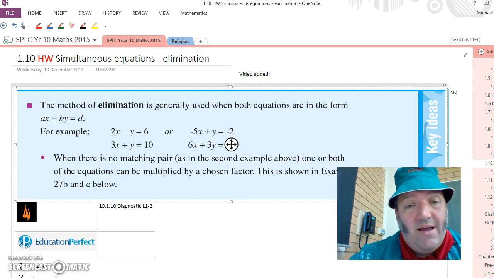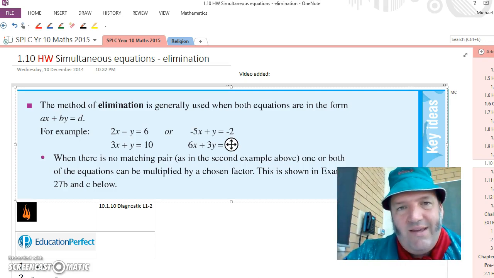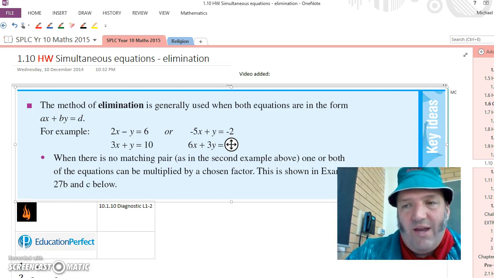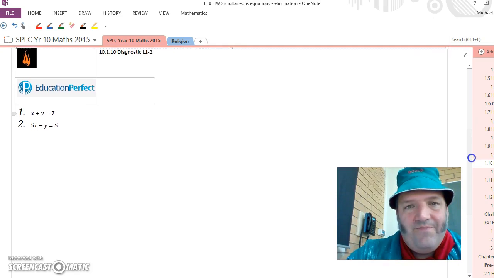10.1.10. Elimination method of solving simultaneous equations. Very straightforward. Rather than finding one variable, making it the subject like y equals or x equals, and then substituting it into the other equation, this time we get the coefficients of one of the variables the same, and then we add or subtract to eliminate that variable. We'll have a look at one of each, one where I add, one where I subtract, and I think it'll all make sense pretty quickly.